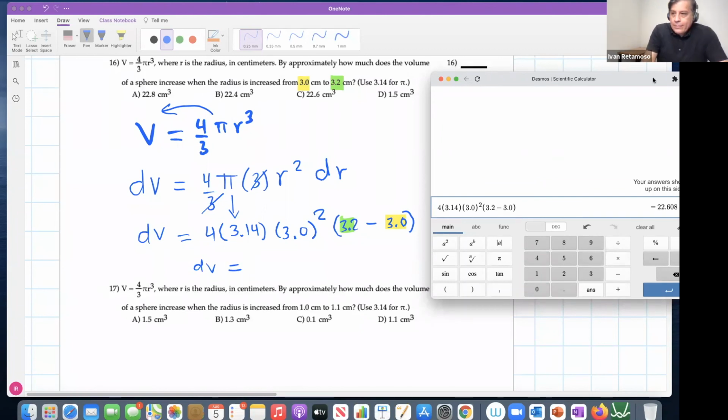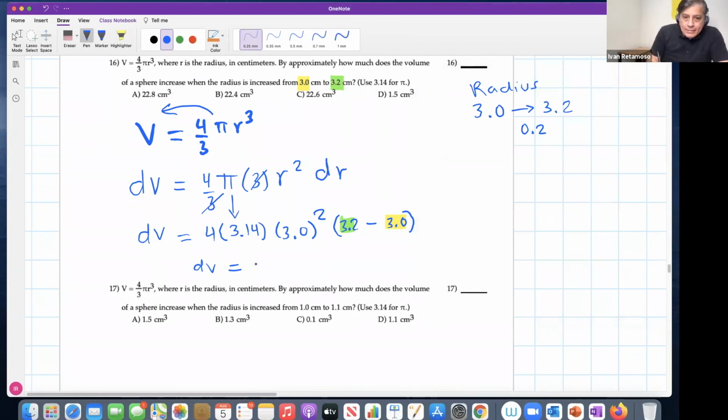All right, so I ended up with 22.608. I'm going to round it to 1 decimal place by looking at the choices. So this should be equal to 22.6 cubic centimeters, since we're measuring the radius in centimeters. And then I look up and it's here. Excellent. This is the variation associated to this slight variation on the radius, 0.2. Look, not so small.